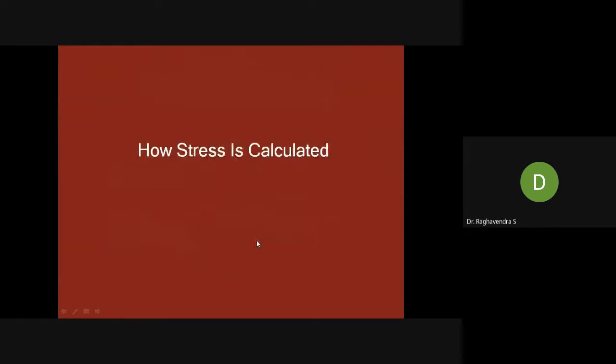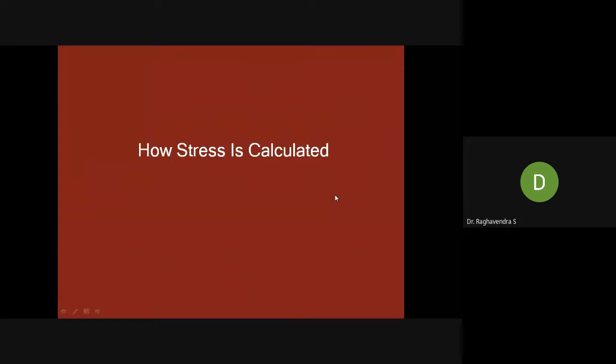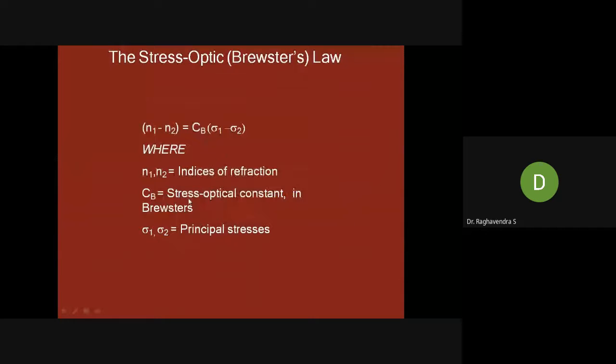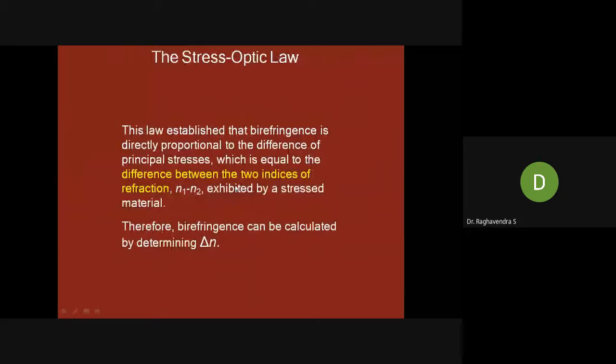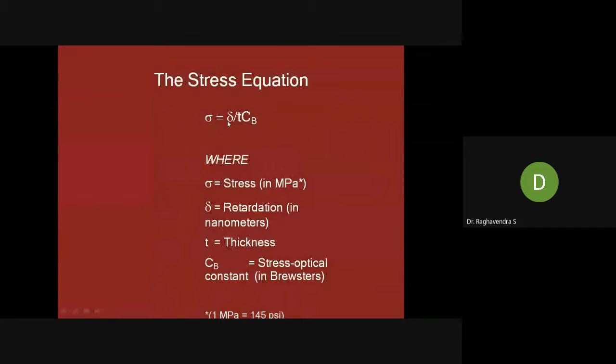Right. So how is stress calculated? Stress is equal to retardation divided by thickness, into the stress optical constant. We got the stress optical constant from the material; this is CB, a material constant. So using this equation, you can find the stress. The equation comes like this: sigma is equal to retardation divided by thickness into the constant value. So you get the stress equation.